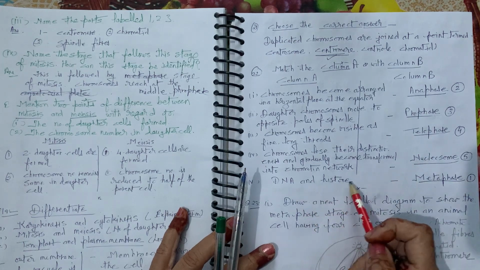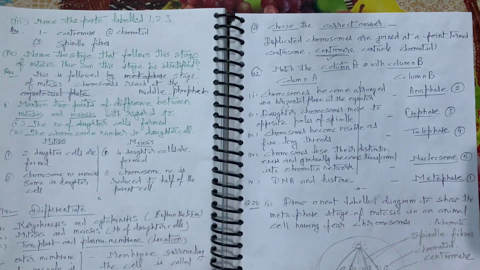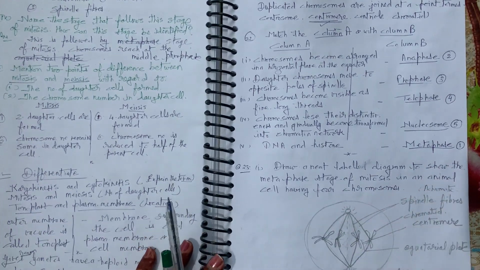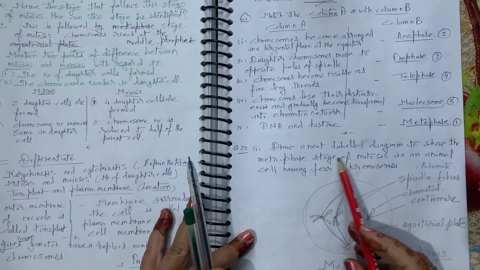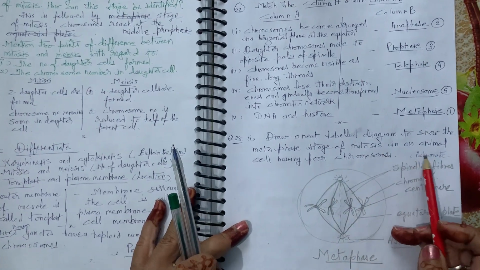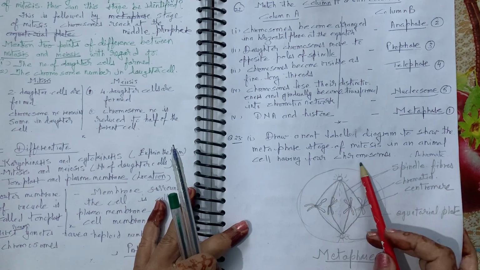DNA and histones are known as nucleosomes, right? Next, draw a neat labelled diagram to show the metaphase stage of mitosis in an animal cell having 4 chromosomes.